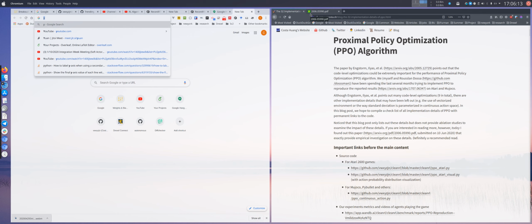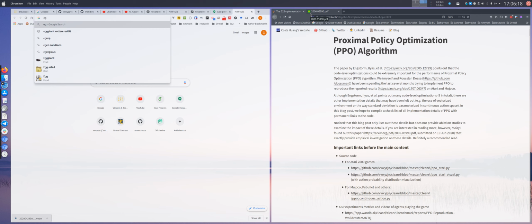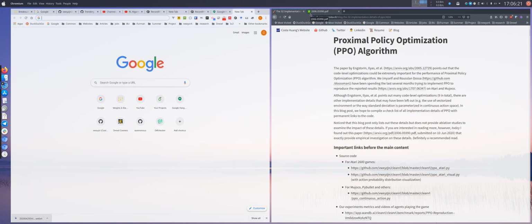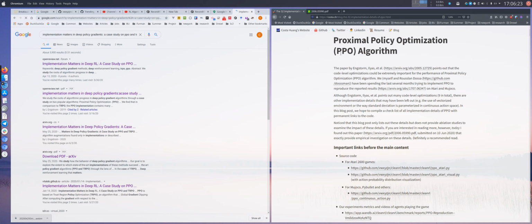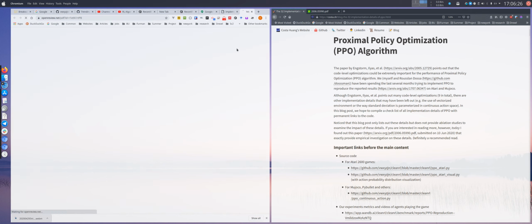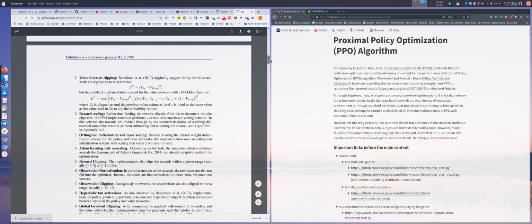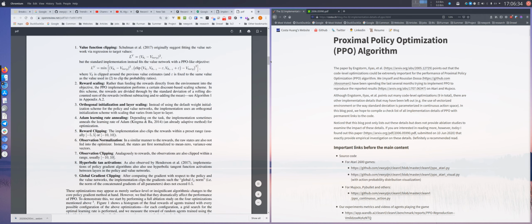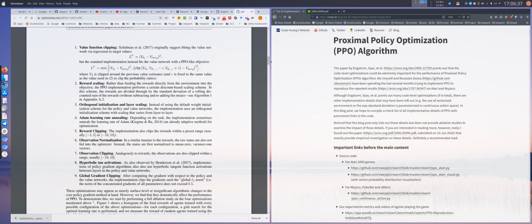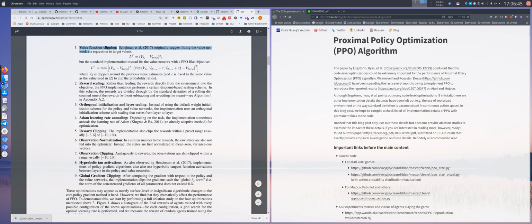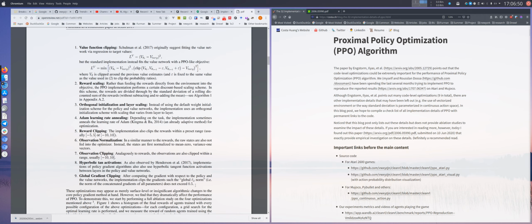The motivation behind this project was originally because we read the paper by Engstrom, Ilyas et al. It's basically saying implementation matters for PPO. They're saying there are a lot of code-level optimizations that are not necessarily mentioned in the paper that actually matter for the performance of PPO. In particular, they list out 9 code-level optimizations. But when you actually implement it, there are a lot more details than just these.